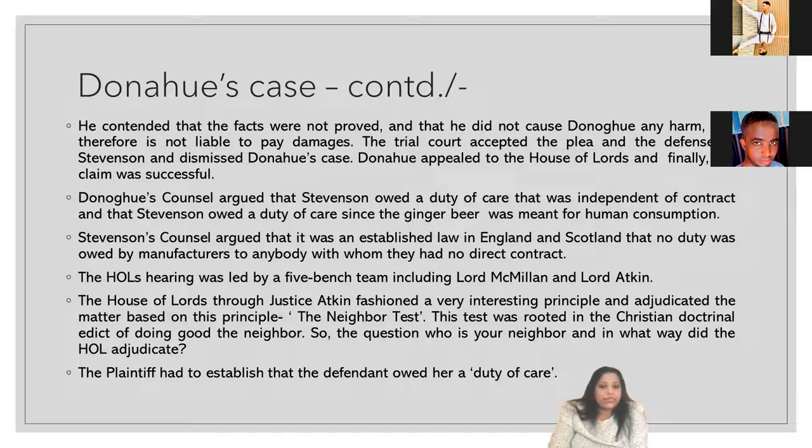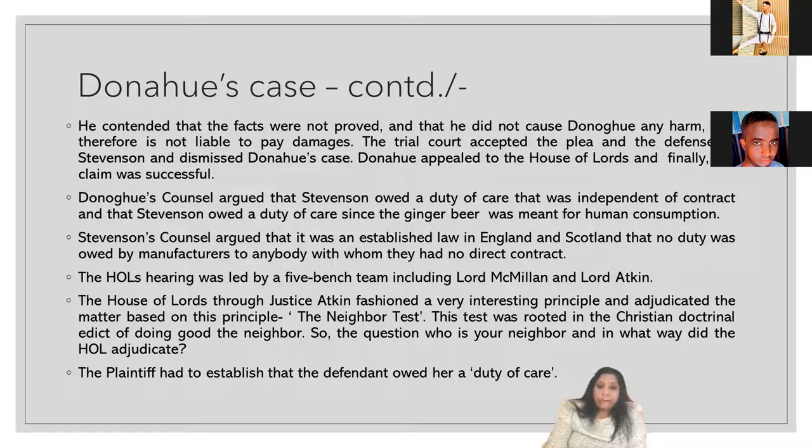Then the trial court accepted the plea and the defense of Stevenson and dismissed Donahue's case. What did the court do? The trial court, that is at the lowest level, accepted the defense of Stevenson and dismissed Donahue's case. They said, Donahue, you're not entitled to any compensation because Stevenson is right.